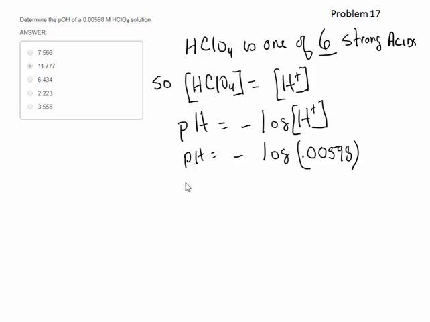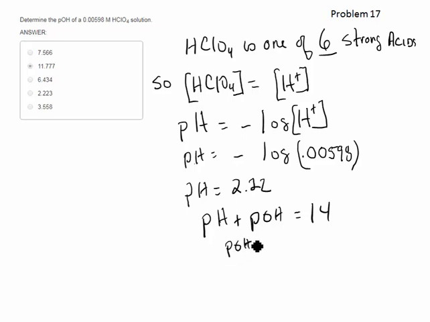So when I do that calculation, my pH is 2.22, and pH plus pOH is equal to 14 because of the ionization constant of water. So I'm going to take pOH is equal to 14 minus the pH. So in this case, it is 14 minus 2.22, which is about equal to 11.8 or 11.78. That's the right answer for that one.